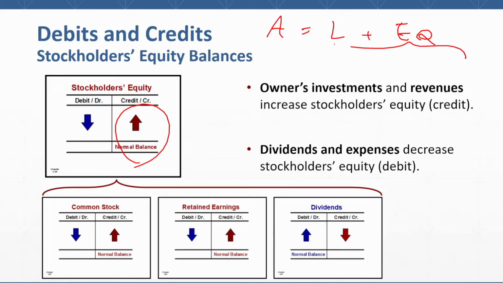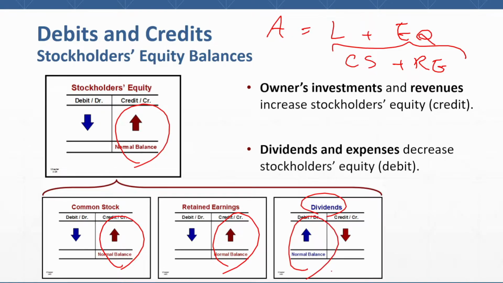Equity could be decomposed into its components, right? If you remember, common stock plus retained earnings. So common stock and retained earnings are equities, actually. They are not account groups, they are accounts within the group of equities. They follow their parent. Their normal balance is credit as well. But the only exception is dividend. Dividend is the bad child. It doesn't follow the normal balance of the family. Its normal balance is actually debit.